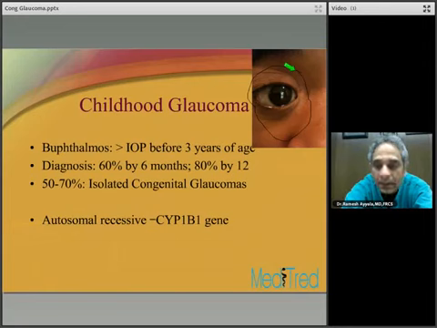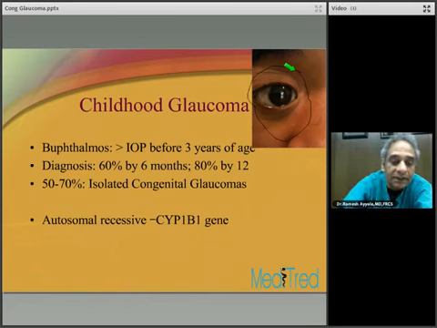Whereas more recently, congenital glaucoma has been recognized as an autosomal recessive disorder in certain families, and is localized to the cytochrome P1B1 gene. This cytochrome P1B1 gene has been recognized in several families with congenital glaucoma throughout the world. In fact, a lot of research has gone in the last 10 years, and they recognized this gene to be the prime cause in a variety of family settings in different continents and countries.